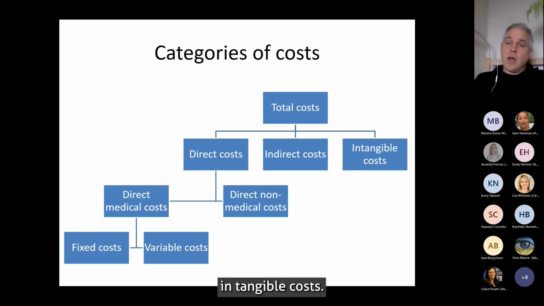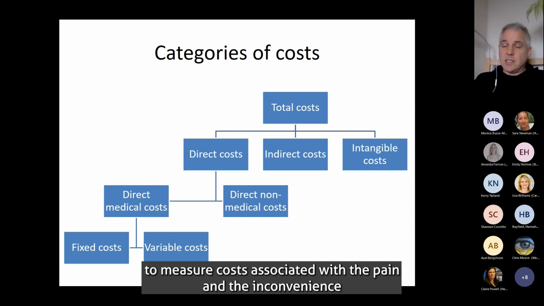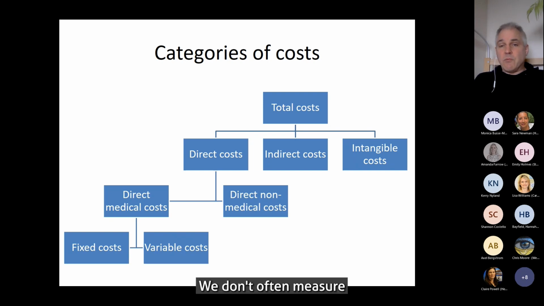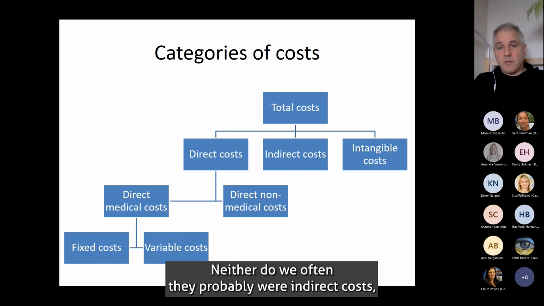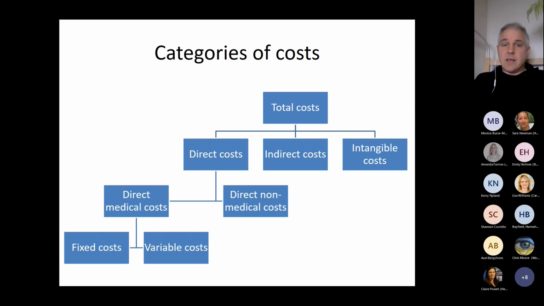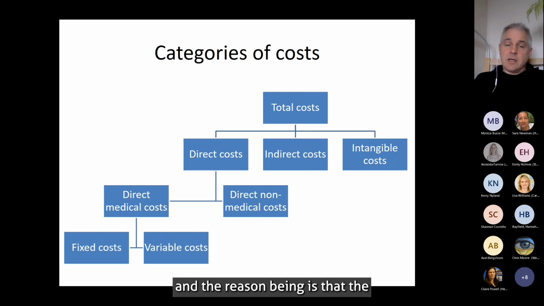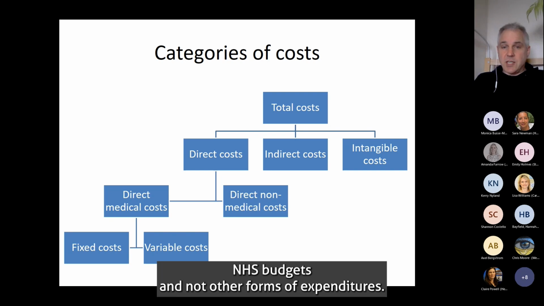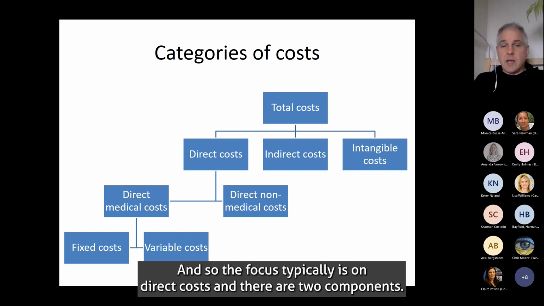Intangible costs are the more difficult to assess and to measure costs associated with the pain and the inconvenience of undertaking and going through with medical treatment. We don't often measure intangible costs in that sense. Neither do we often evaluate indirect costs. And the reason being is that the decision makers largely only have control over NHS budgets and not other forms of expenditures. And so the focus typically is on direct costs.